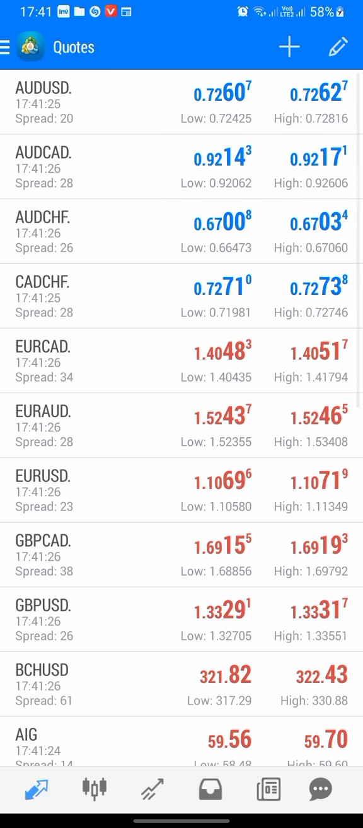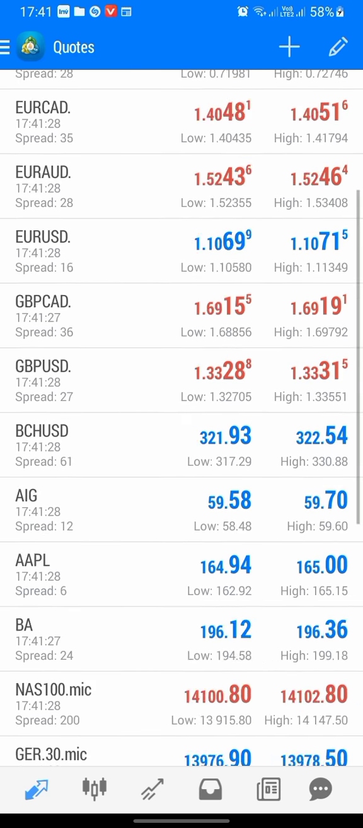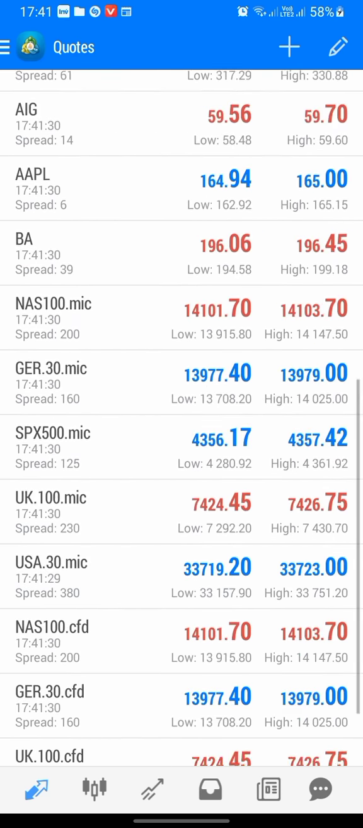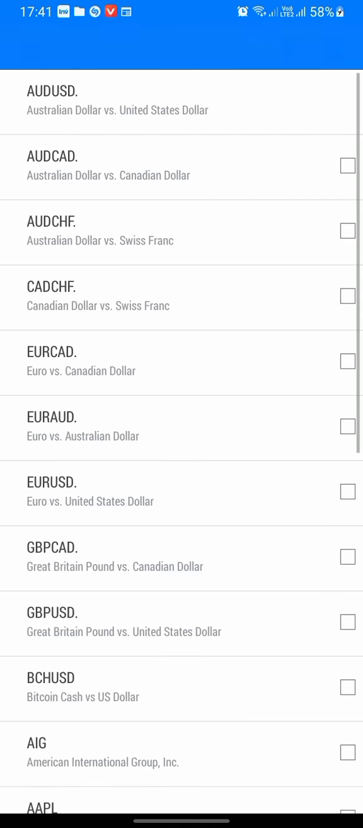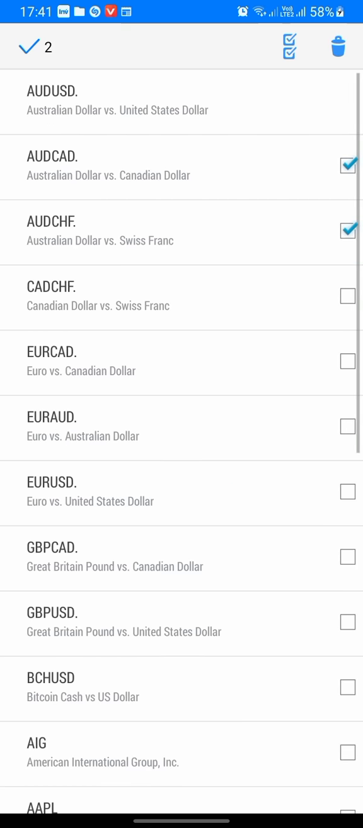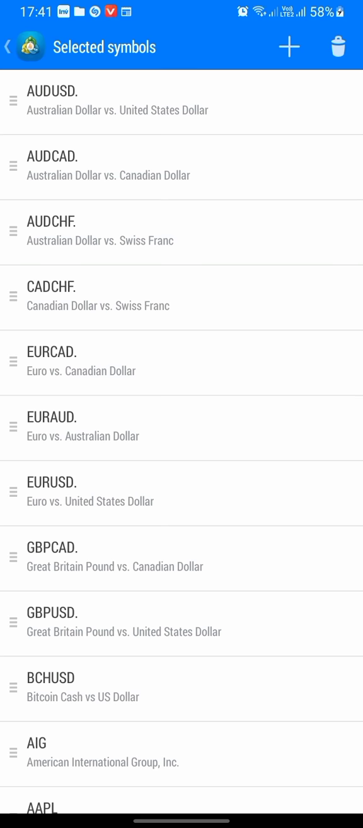When you open a position, they'll start at a negative. So that's how you set up your currency pairs. With the pencil, you can edit, and you can delete whichever currency pairs you want by clicking the bin. But we're not gonna do that now.